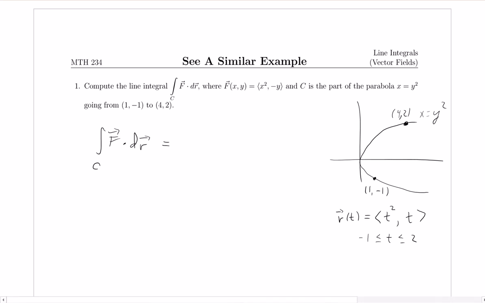And we'll need the derivative in order to compute this. So let's do it now. This will be 2t comma 1. Okay. And just so we remember, let's label these components of r as x of t and y of t, just as we did in the other video for the line integrals of scalar functions. So let's see.